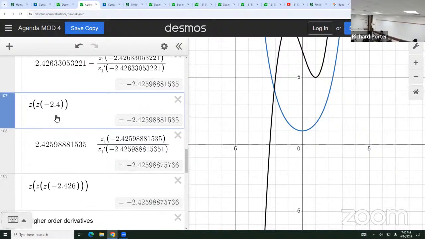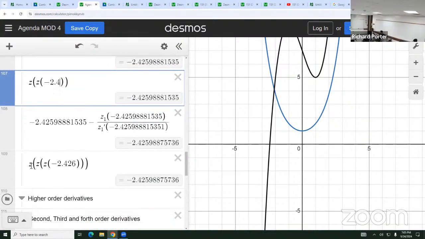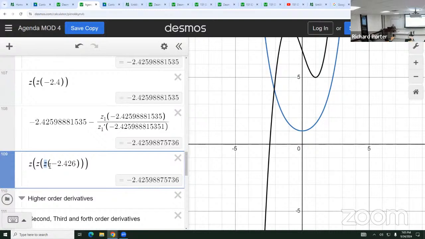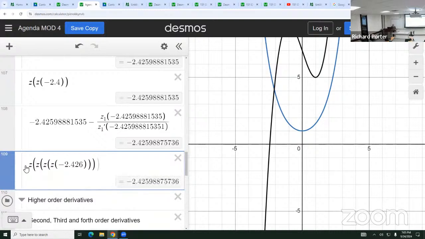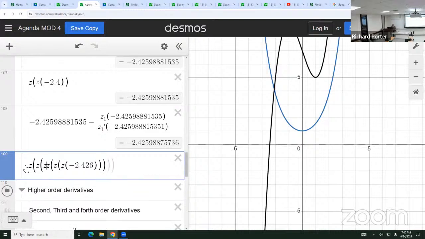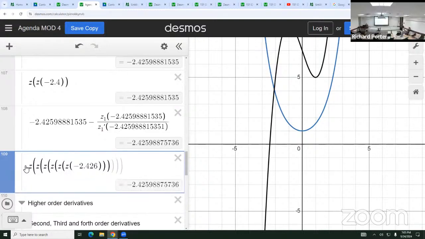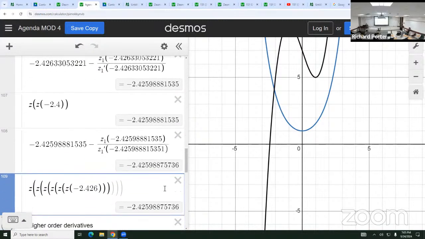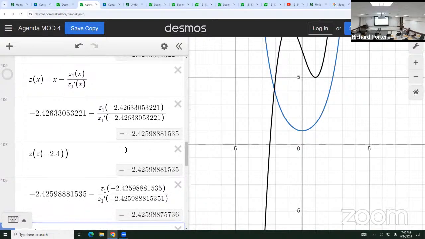So instead of having to copy and paste all of these things, I just have to add more Z's. And I can add a lot of them, and it doesn't cost me anything. There's a whole bunch of them. So that's my answer. 2.425988875. So it's 888. Okay. And that's the faster way of doing it.